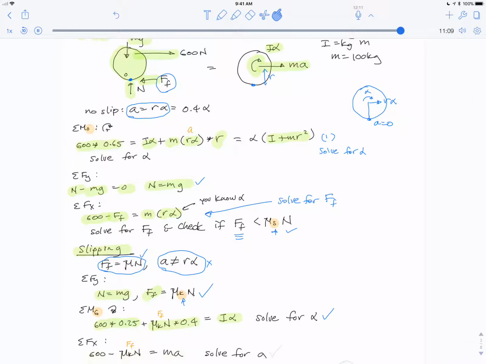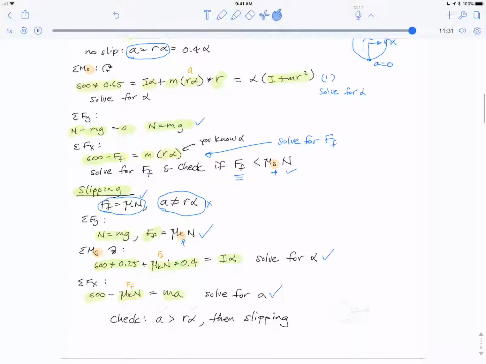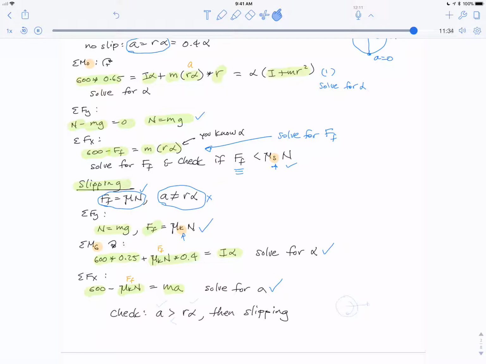Next, we do the x component, and again, we know the friction force, so again, we have 600 going to the right. We have the friction force going to the left, which is just mu times n, we know that, equals ma. And so you can immediately also just solve that for a. And so now how do you tell if it's slipping? Well, you know it's slipping if you did the other one first, but what if you did this one first?